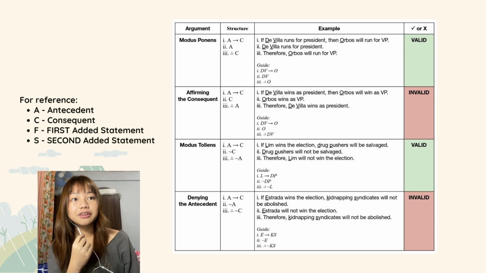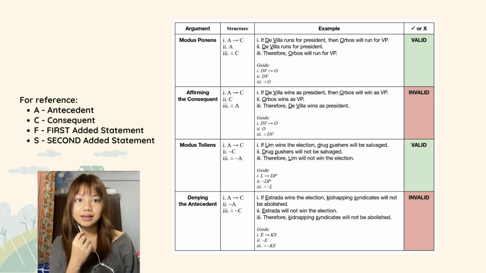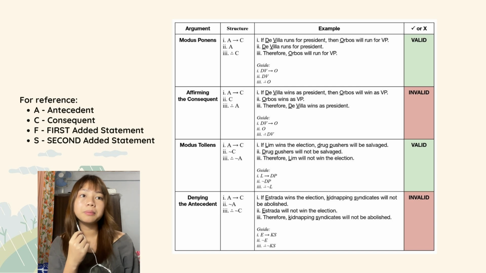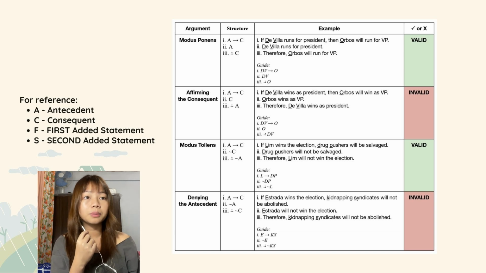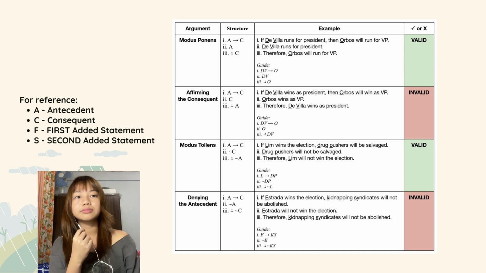Now introducing the first complex argument form, which is modus ponens. This is where the second premise affirms the antecedent, which is usually the first statement. Its argument structure implies that if a statement is true, refer to premise 1, and a second statement or premise 2 implies the first statement or premise 1, then this second statement must also be true.